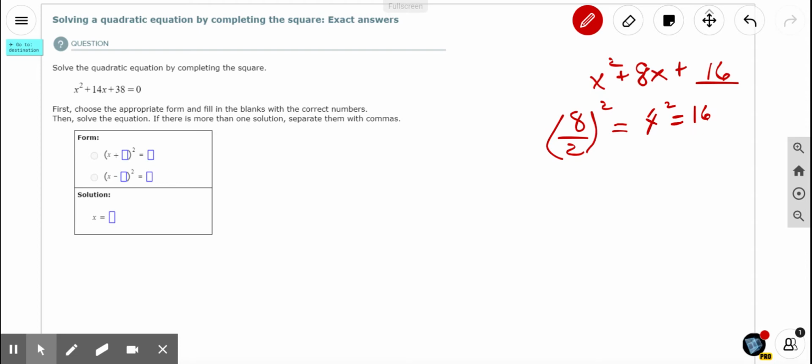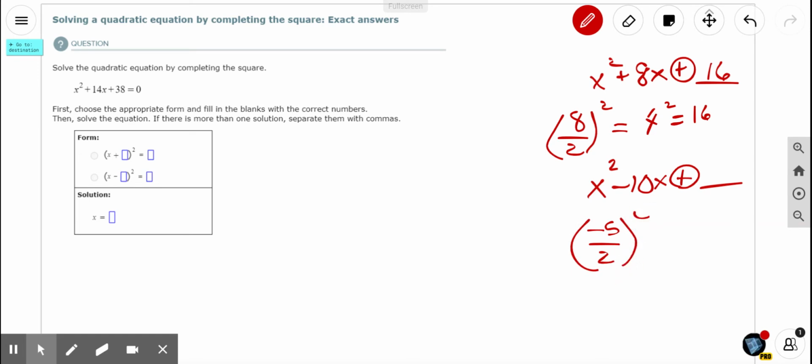Okay, and then you might also have this situation, x squared minus 10x plus what? Now, here's the cool thing. It's always going to be plus something. Whenever you complete the square, it's always plus, okay? Because look, if I take -5 and divide by 2 and then square it, I'm going to get 25/4.